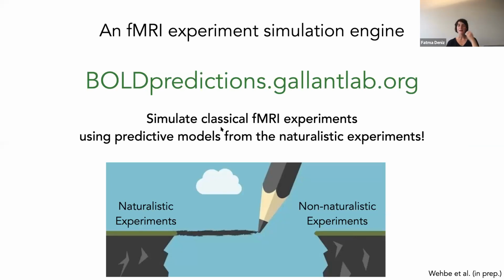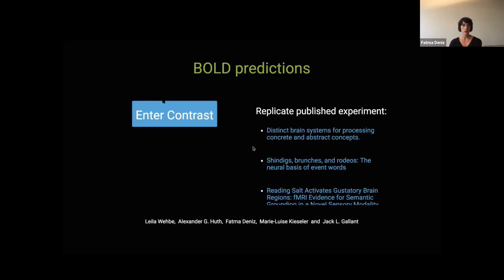The last bit is a platform called boldpredictions.gallantlab.org. You can go to that link and see how we simulate classical fMRI experiments, currently only for language experiments. However, the creator of this platform, Leila Vehbe, is also extending it for vision experiments. It uses our predictive models and our naturalistic experiments, the data that we have from the story experiment, to simulate whatever contrast you enter, or whatever question you are asking in this platform. So just to give you a little overview of how this looks.